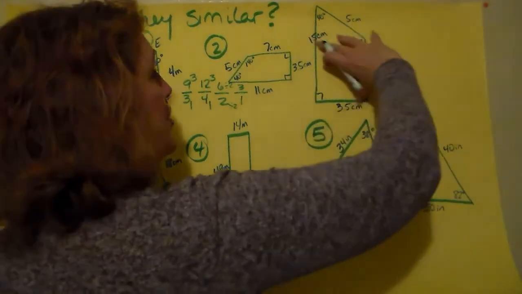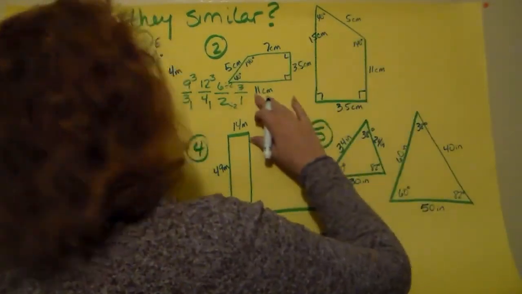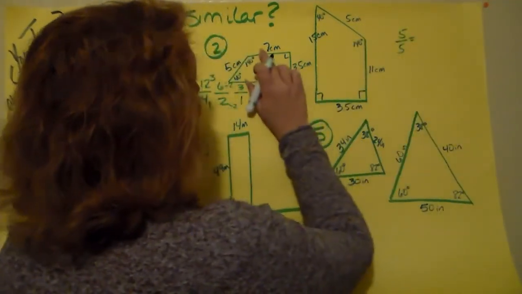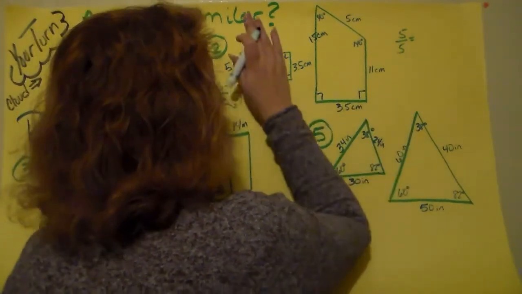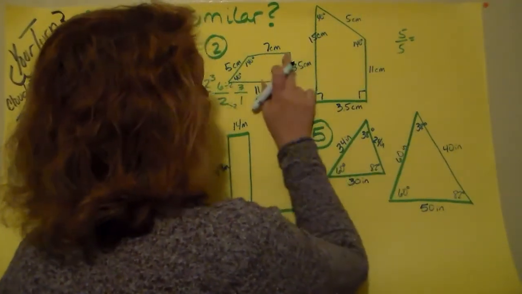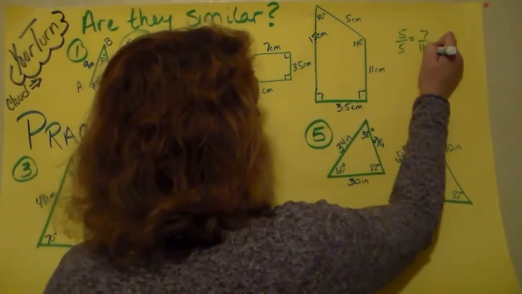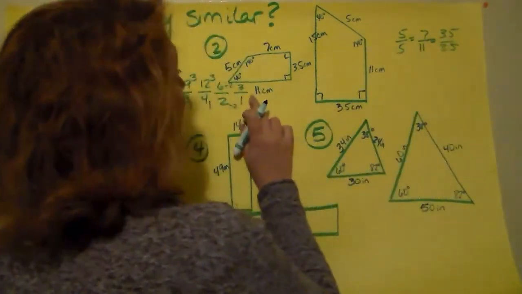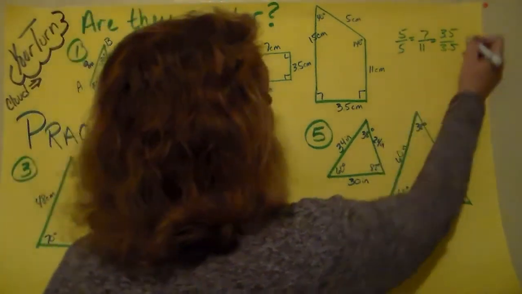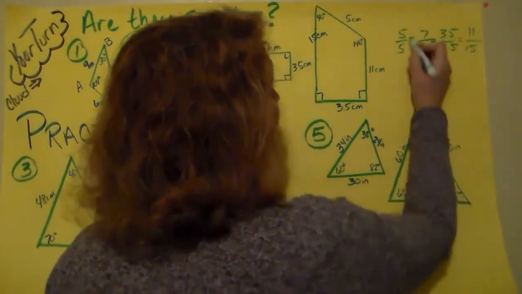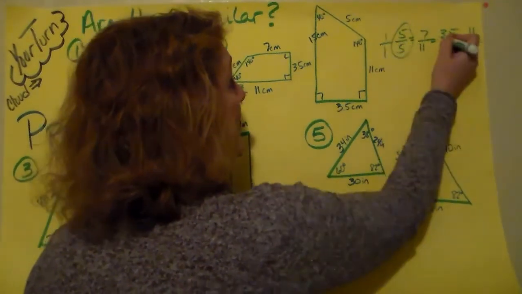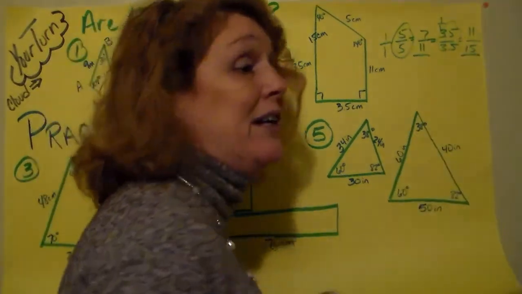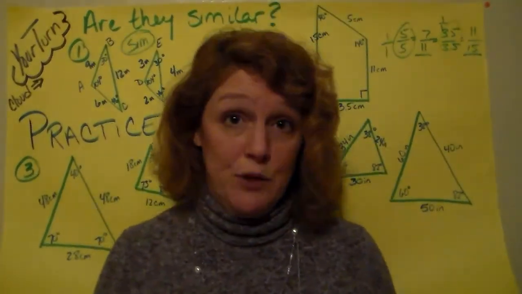And then I get over to this one. And this one, realize I've got to turn it this way in order to find my corresponding lines. So I've got 5 to 5. I'm going to go this one to this one. 7 is the top one, and 11. 7 to 11. And 3.5 to 3.5. And the bottom is 11 to 15. So this reduces to 1 over 1, and this reduces to 1 over 1. But this doesn't, and this doesn't. And because they don't reduce to the same thing, they are not similar.